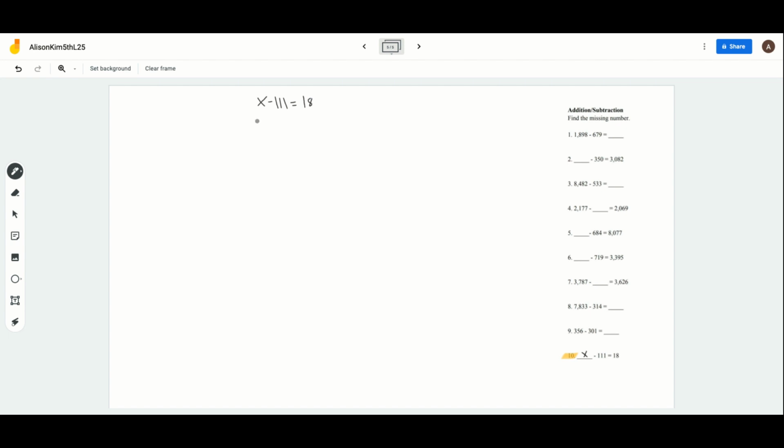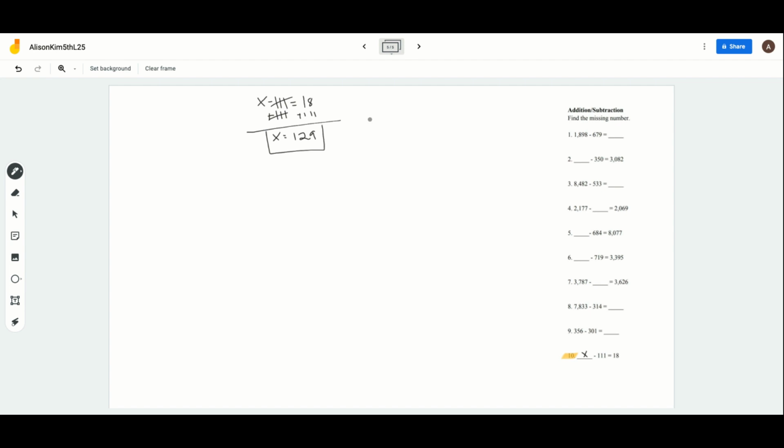And we want x to be alone. The only way to do that is by getting rid of the 111. So we're going to add 111 to both sides: we're going to add 111 here, and we're going to add 111 here. Over here on the left side, the positive and the negative cancel out, so we're going to get just an x. Now we have to do 18 plus 111, which is 129. And that's going to be your answer.